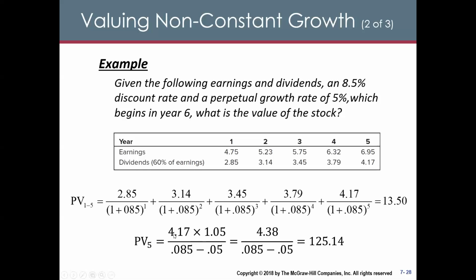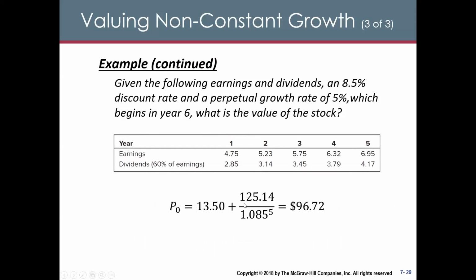That's why we use 4.17 multiplied by 1.05. And then you calculate the PV5. The present value in year 5 is this number. You need to further discount it back to today. This is how you discount it back to today, divided by 1.085 to the 5th, adding back today's value of the first 5 dividends, and you get the total value of the stock today, which is 96.72.